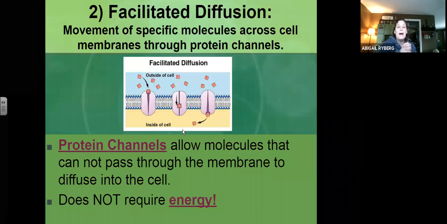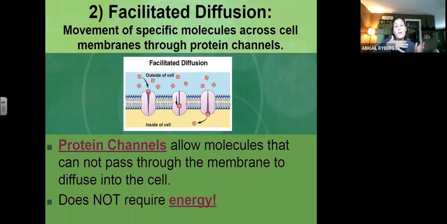No, that's okay. The second type of passive transport is what we call facilitated diffusion. With the term facilitated, I think of a facilitator, like a teacher or a helper. Facilitated diffusion is the movement of specific molecules across cell membranes through protein channels. This is when a molecule cannot just freely pass through the membrane, but needs a protein channel. And this happens all the time. There are protein channels everywhere in the cell membrane. A lot of stuff moves through facilitated diffusion.